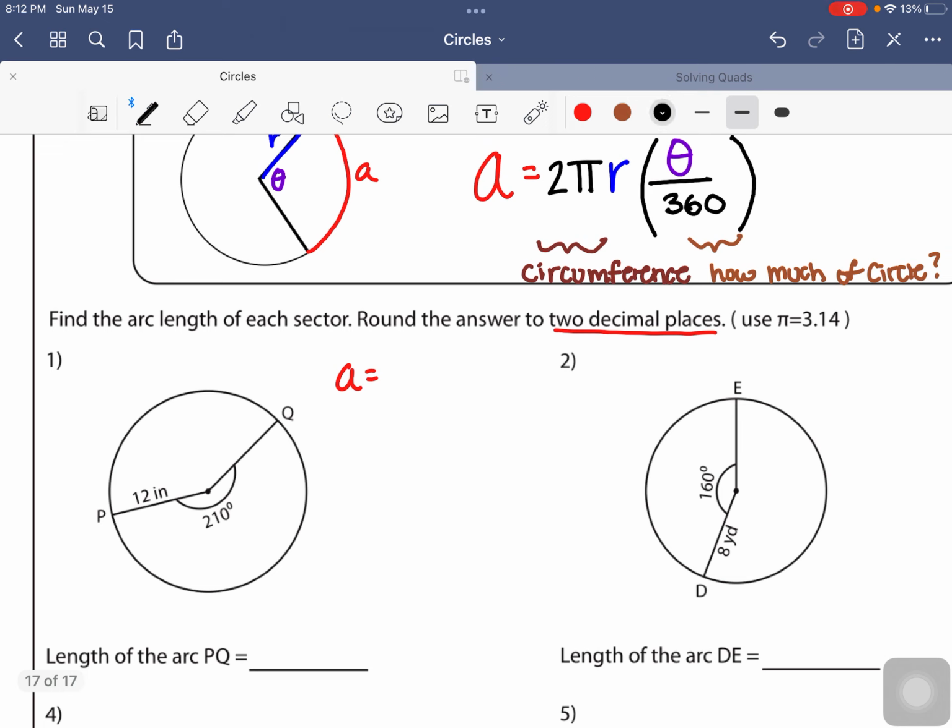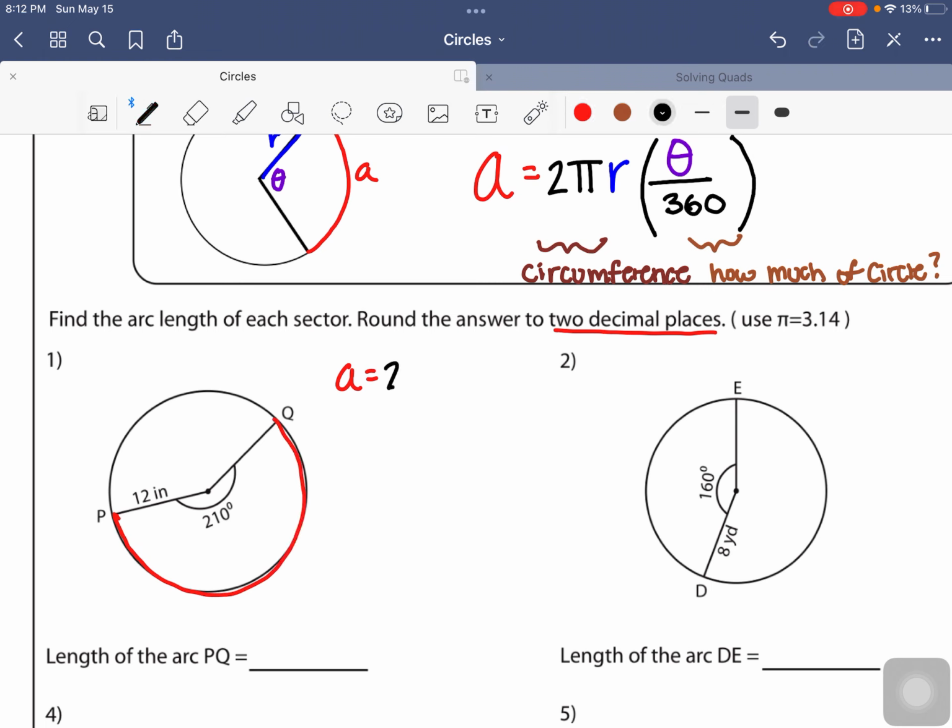So looking at the formula, we have my arc length. So we're trying to find this large arc right here. You might be saying, how do I know I'm not looking for this one? Well, if you pay attention, they give us the degrees for this side. And this is what we're going to need. So we are indeed looking for this bigger part of the circle.